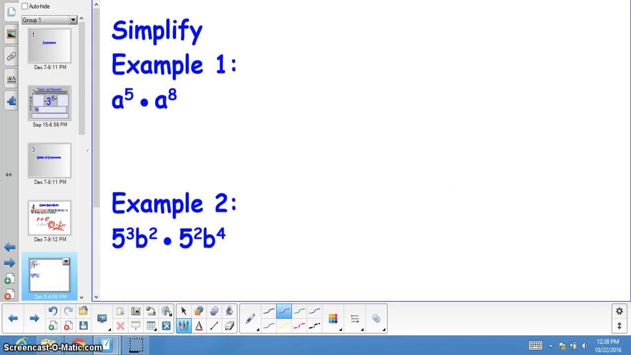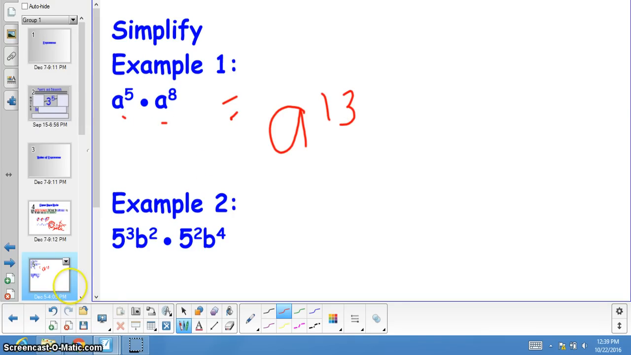So, given what we just talked about, please try these two examples. Again, you could create a foldable and document these with your foldable. If you need to see an example of a foldable, please check with your teacher, as we've already created one. Example 1, a to the 5th times a to the 13th. Same base rule, keep the base. How do I know they're the same? Because they both are a. Keep the base, add the exponents, a to the 13th power.